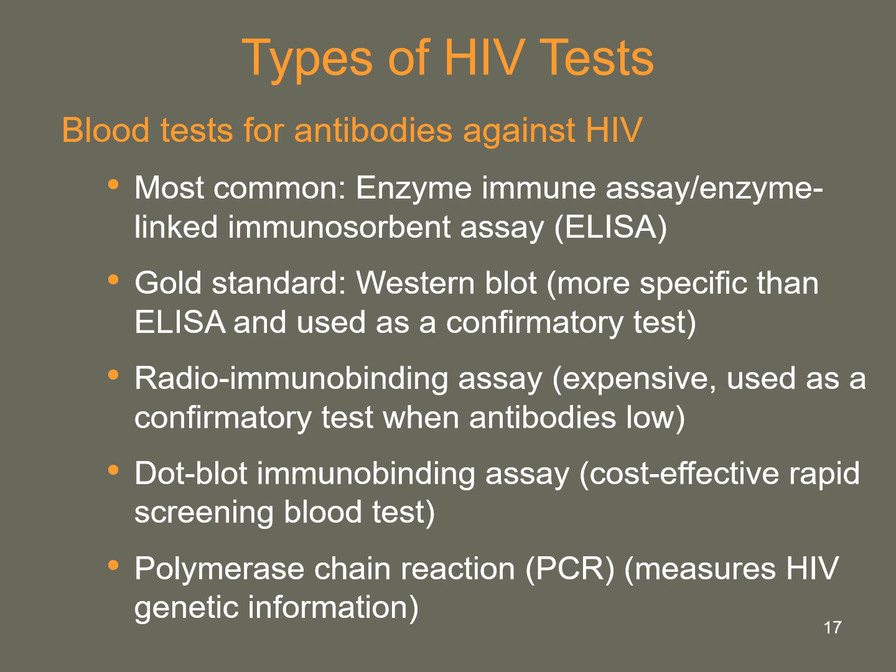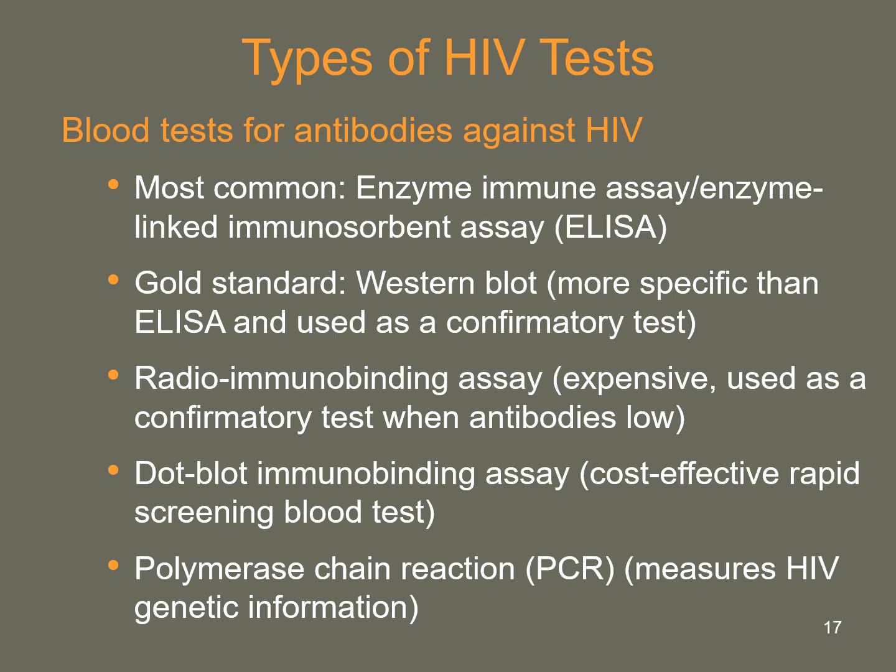Then also radioimmunobinding assay. So this one is expensive and used as a confirmatory test when antibodies are low. So when you test someone using DetermineTM, it comes out positive. You use UNIGOLD, it comes out negative. You have a tiebreaker. You retest again, it still comes indeterminate. You retest the third one, it becomes indeterminate. That's when you come to use the radioimmunobinding assay.